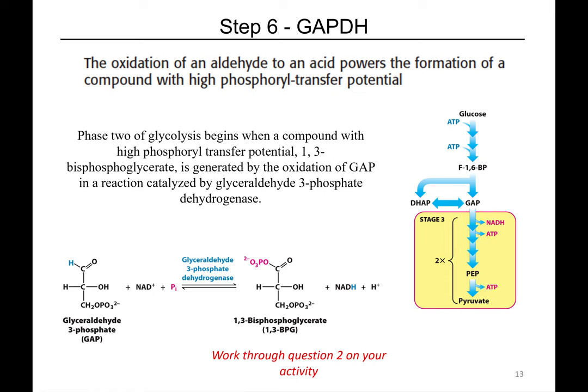Okay, so this is where we really break between phase 1 and phase 2. At this point we've produced 2 equivalents of GAP, and we now want to create our first high energy intermediate. And at the end of class on Thursday, I gave you the opportunity to start thinking about how this reaction happens, okay? And hopefully on your activity, you've kind of started moving through that.